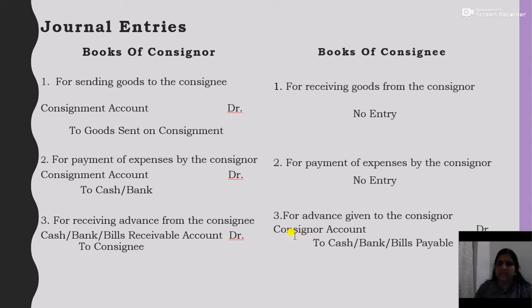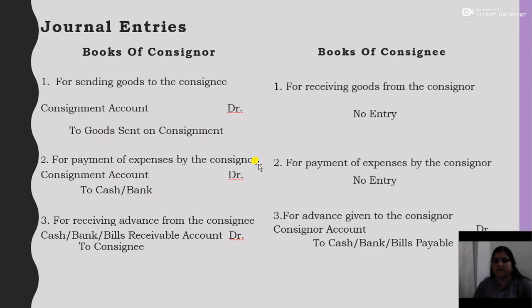Then the journal will be consignor's account debtor to cash or bank or bills payable. Okay, so 3 journal entries. One for sending goods to the consignee: consignment account debtor to goods sent on consignment. Here no entry is required. Then for payment of expenses by the consignor, consignment account debtor to cash or bank.